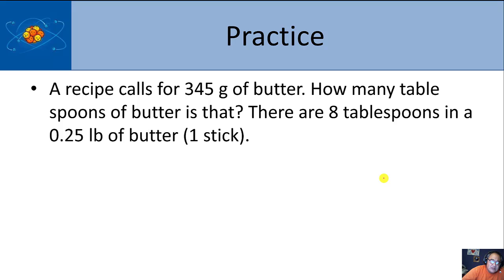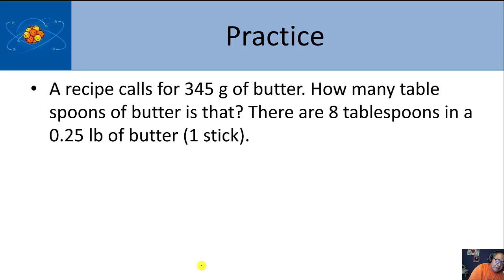so let me read this question to you. It says, your recipe calls for 345 grams of butter. How many tablespoons of butter is that? And then it says there are 8 tablespoons in a quarter pound of butter. That's 1 stick, okay? So let's go back, and we need a mass conversion, right? And what mass conversion do I need? Well, I know that there are 8 tablespoons in a quarter pound of butter, and then I need 345 grams.